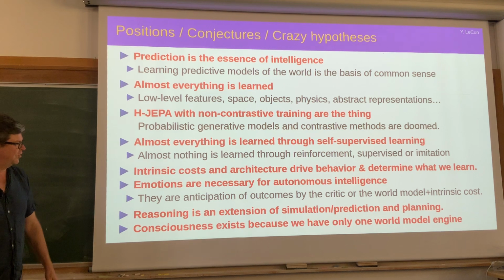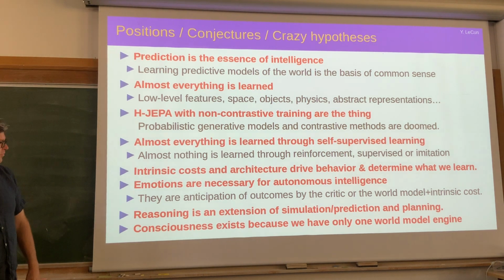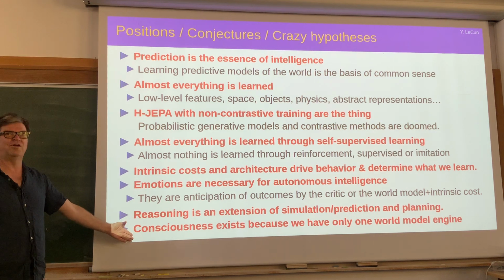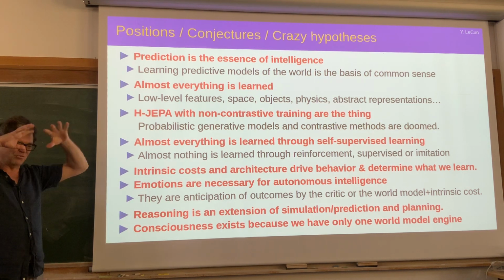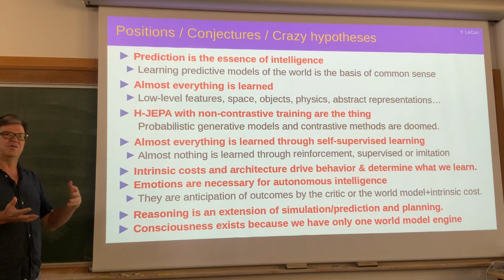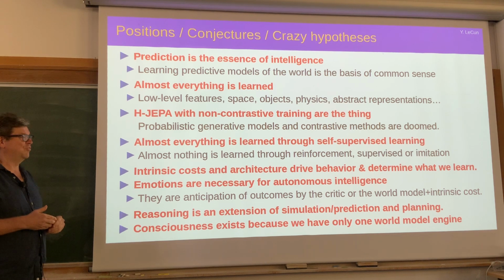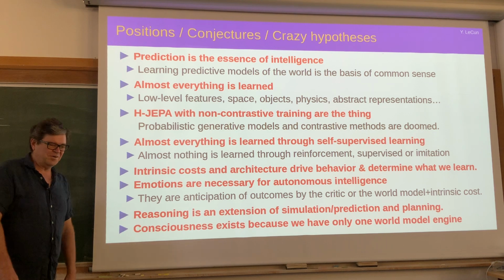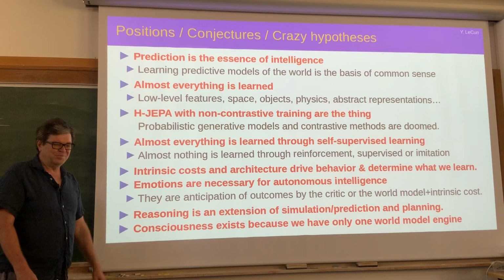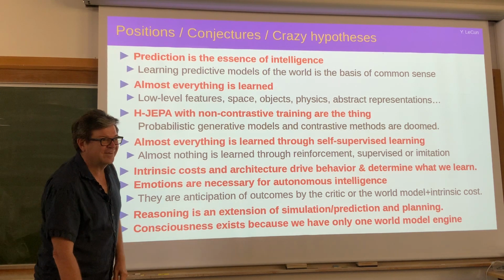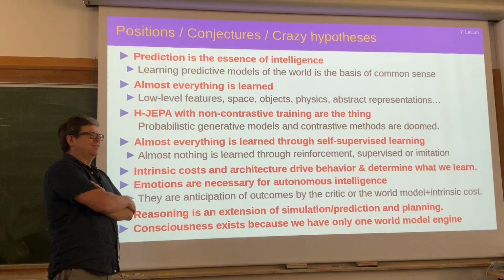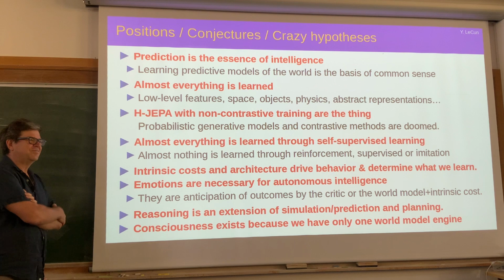So reasoning is an extension of simulation, prediction, and planning. And perhaps consciousness exists because we only have one world model engine, and we need this configurator that oversees the overall function of the system to configure it for the right thing. And that gives us the illusion of consciousness. But that's very speculative. So would you limit reasoning to planning? I mean, that's the question. What else than what you're proposing?